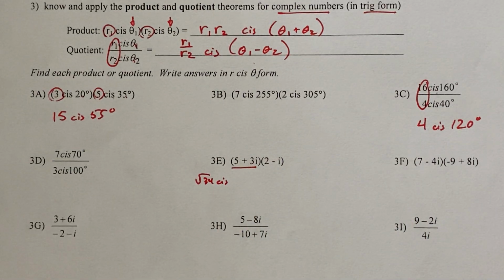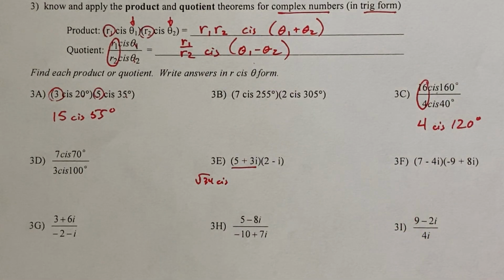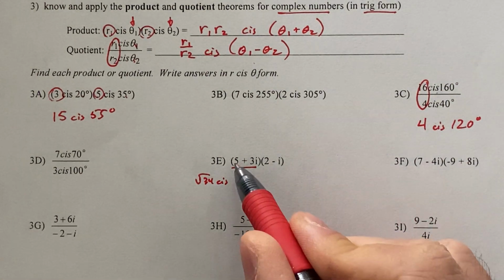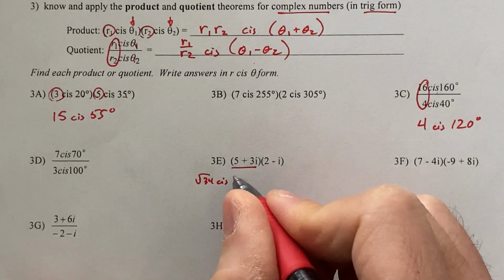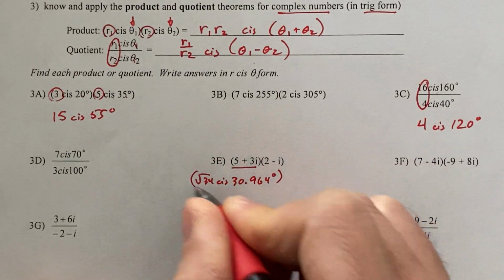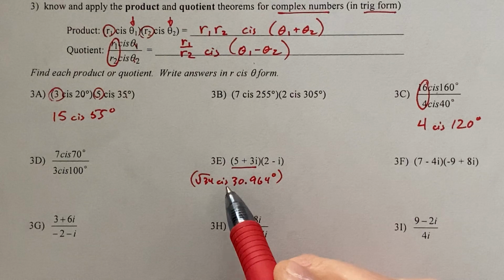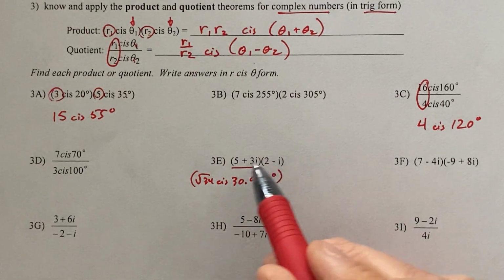And then I'm going to find the direction or the angle. So that's arctangent of 3 over 5. And I'm in quadrant 1 because this is positive, positive. So that's going to give me 30.964 degrees. So all I did was convert this number into its trig form. I didn't do any multiplication yet.